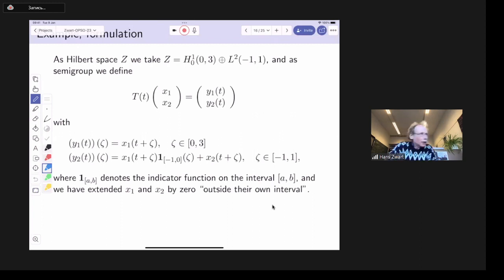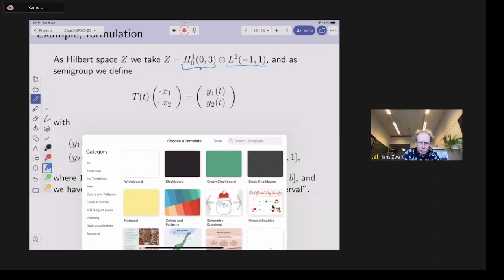And now I build my semigroup, and this is the most complicated slide I have, and I will probably make a drawing and tell you what I have. I have two components, the x1 and the x2. And the x1 is, say, smooth, and that comes out of this H1 0 space, and x2 is just the L2.